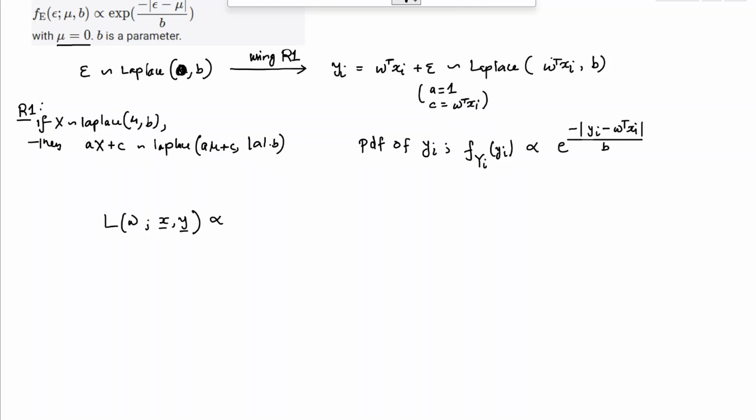Now we'll say this is proportional to the product of the individual PDFs of yi. Now why is this the case? This is the case because the yi's are independent. Now why are the yi's independent? Because we are assuming a random sample.